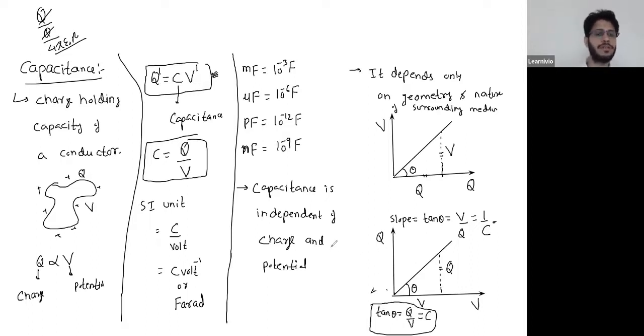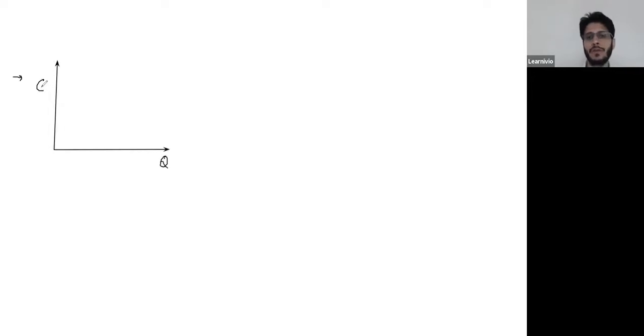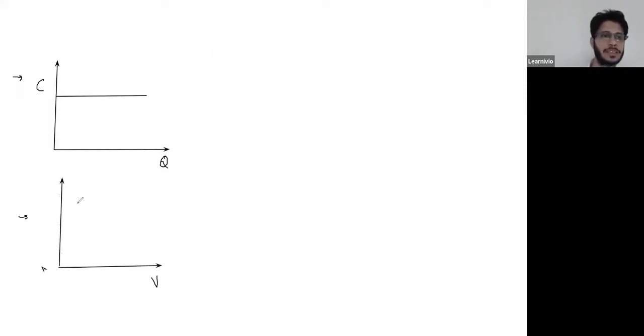Just note it down, then we'll do some more graphs. Okay, the next is this is Q and this is C. C versus Q graph. Now, since your capacitance is absolutely independent of charge, the nature of the graph is a straight line, parallel to Q. You keep on changing charge, capacity will not change. Similarly, if I ask you to plot C versus V graph, capacitance is independent of potential. You keep on changing potential, capacity should not change. So again, your graph will be a straight line parallel. So these are some important graphs.